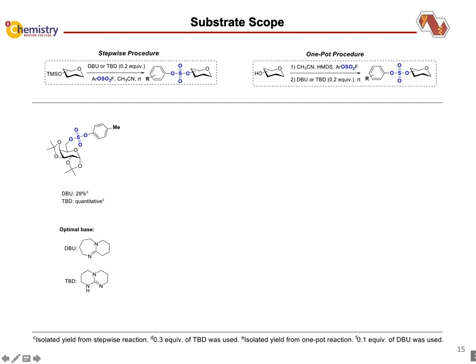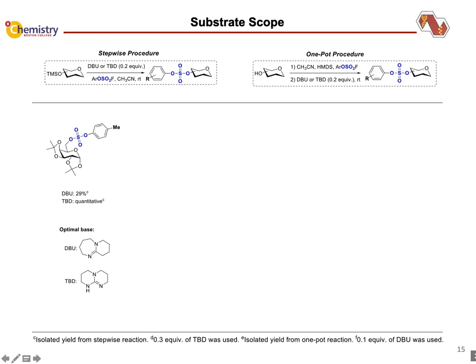So this can be achieved by changing this TMS reagent from TMS chloride to hexamethyldisilazane, or HMDS, which is compatible with the fluorosulfate. And then you can add the DBU or TBD to generate the corresponding sulfate diester.